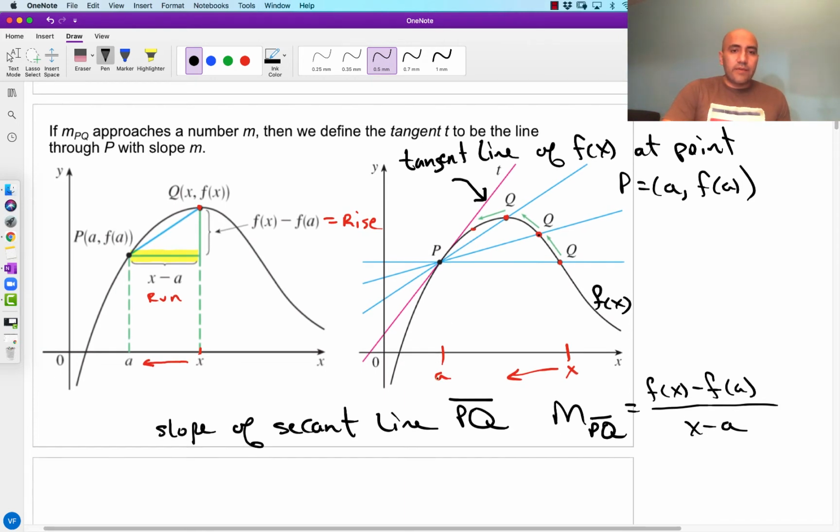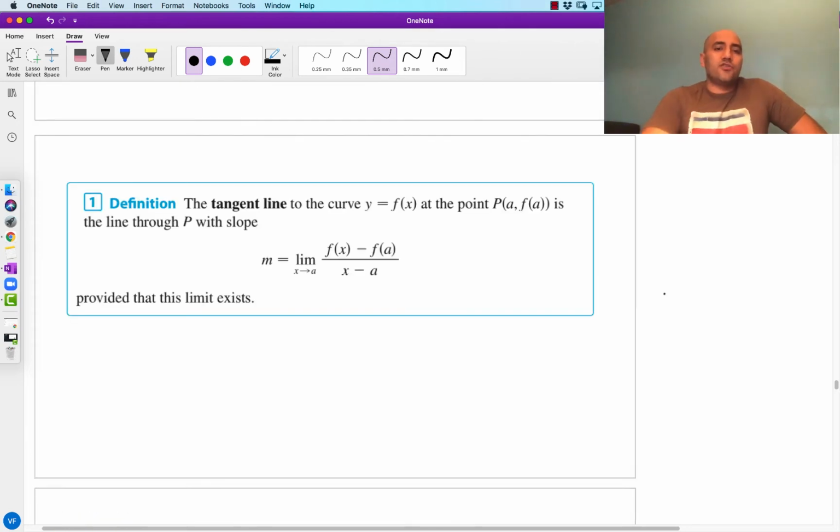Okay, so hopefully that made sense. Okay, definition. The tangent line to the curve y equals f of x at the point P equal to (a, f of a) is the line through point P with slope equal to m, where m is equal to the limit as x approaches a of f of x minus f of a all over x minus a, provided that the limit exists.